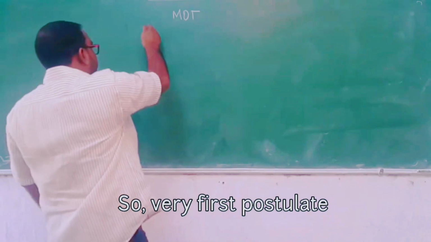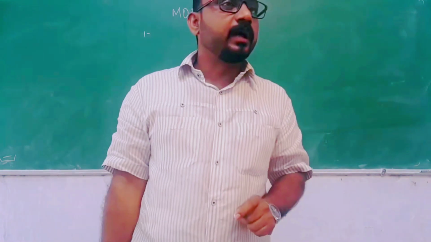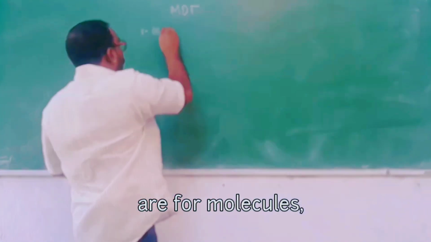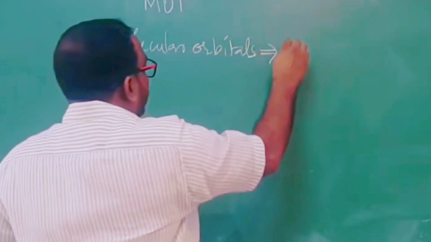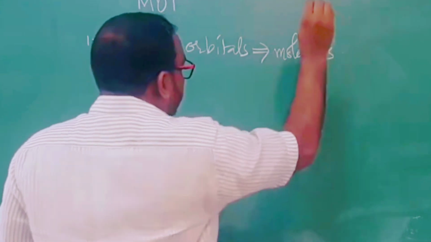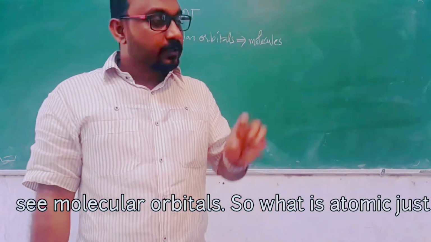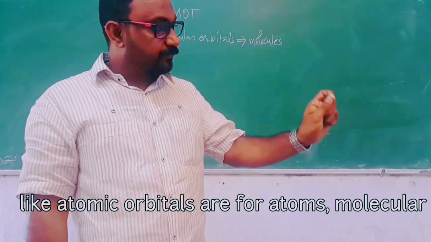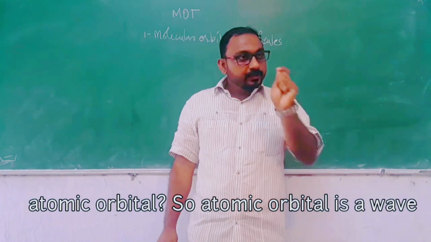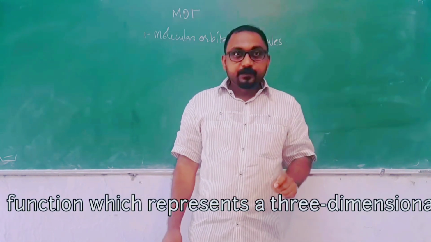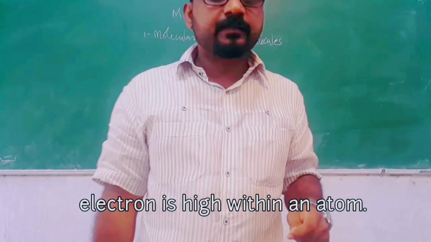The very first postulate says that just like atomic orbitals are for atoms, molecular orbitals are for molecules. Molecular orbitals are for molecules, meaning for atoms you cannot see molecular orbitals. So what is an atomic orbital? An atomic orbital is a wave function which represents a 3-dimensional region where the probability of finding an electron is high within an atom.